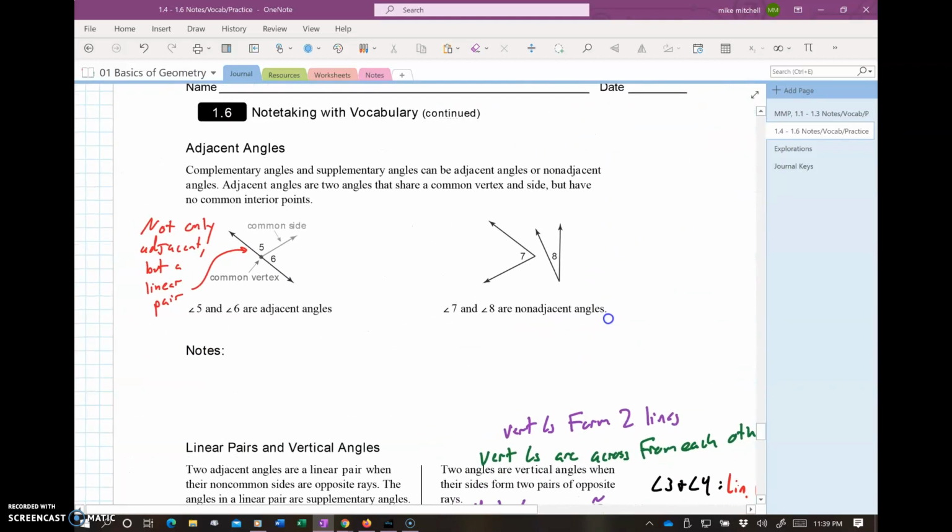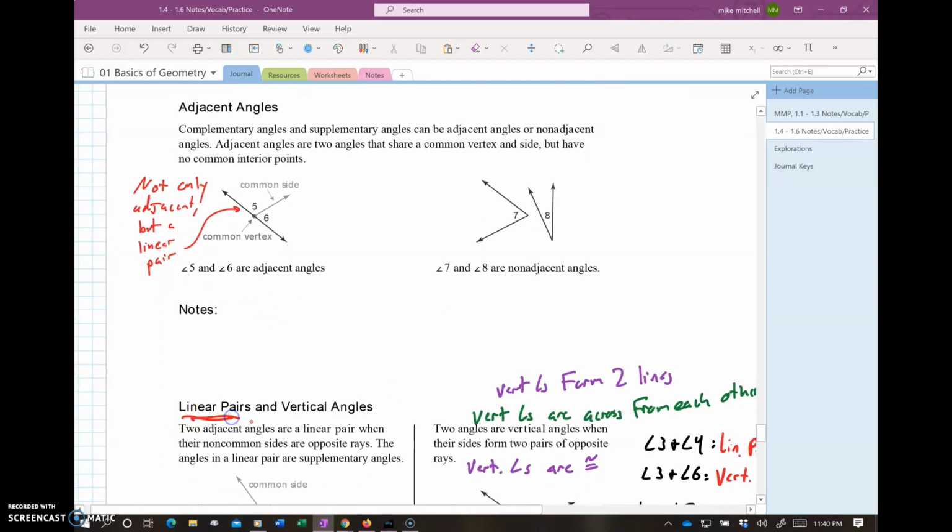Adjacent angles, we've already talked about these. You've got your common vertex and your common side. For those angles, we can use the angle addition postulate. They can add up to something. In this case, they make a straight angle. They add up to 180 degrees. And we're going to call that a linear pair, which comes up right down here. So this is a diagram for a linear pair.